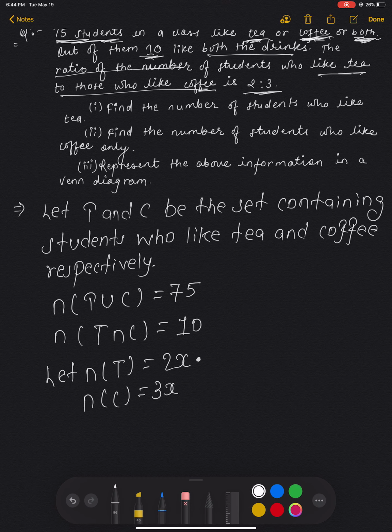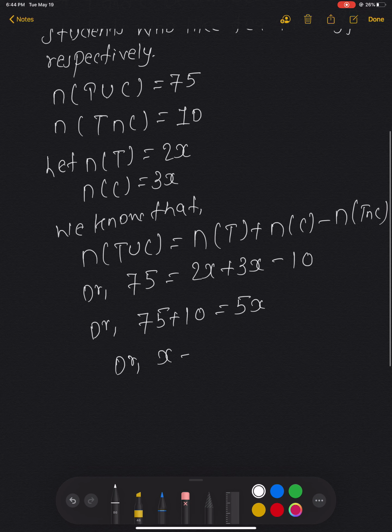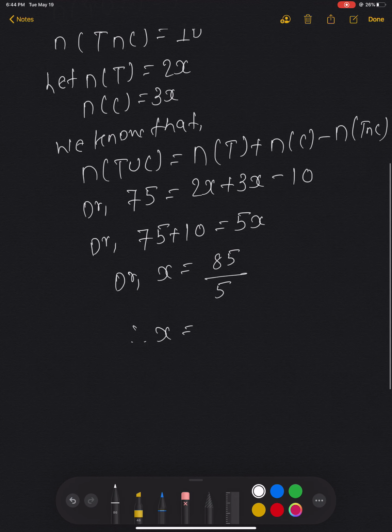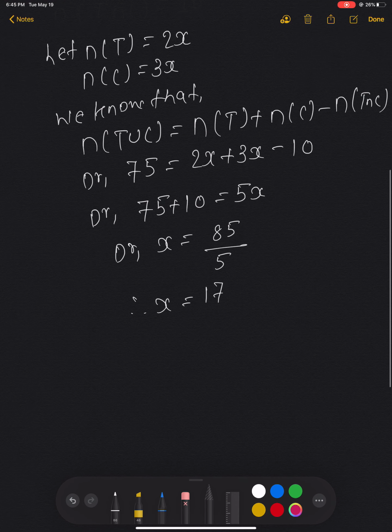So now we know that n(T union C) is equal to n(T) plus n(C) minus n(T intersection C), or 75 is equal to 2x plus 3x minus 10. 75 plus 10 is equal to 5x, or x is equal to 85 divided by 5. Therefore x is equal to how much? 17.